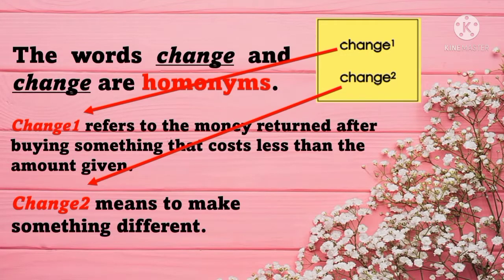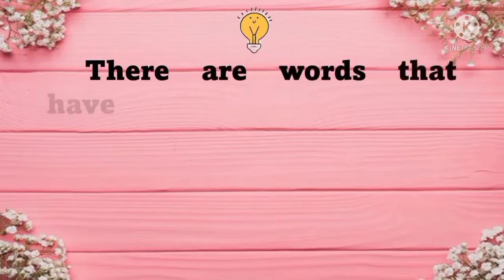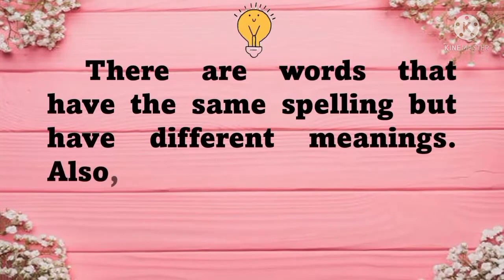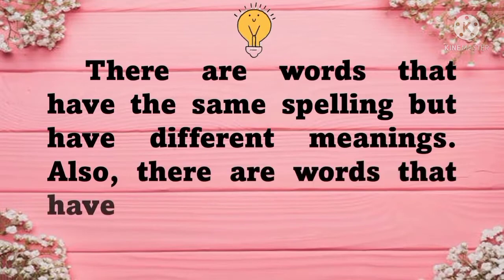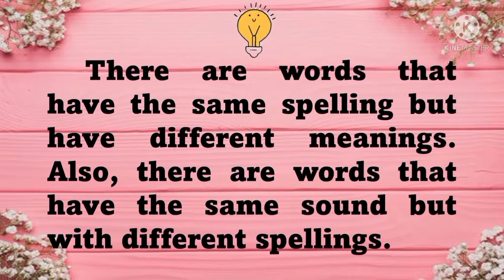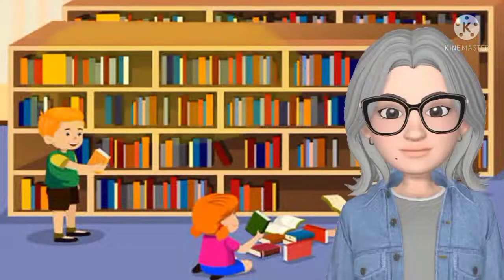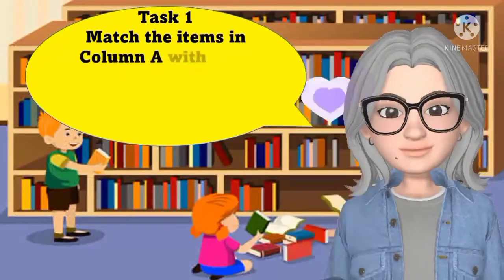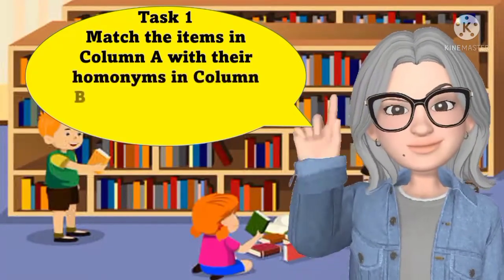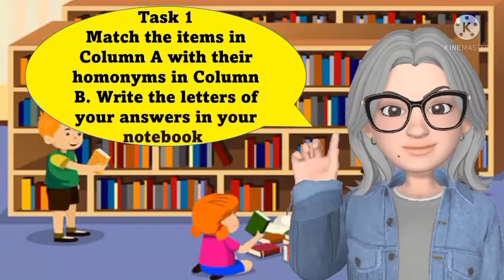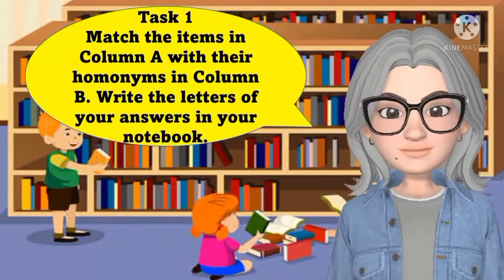Here are things to remember. There are words that have the same spelling but have different meanings. Also, there are words that have the same sound but with different spellings. Now, kids, we will do task 1. Match the items in column A with their homonyms in column B. Write the letters of your answers in your notebook.